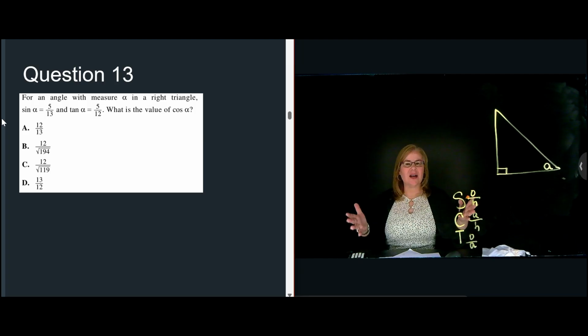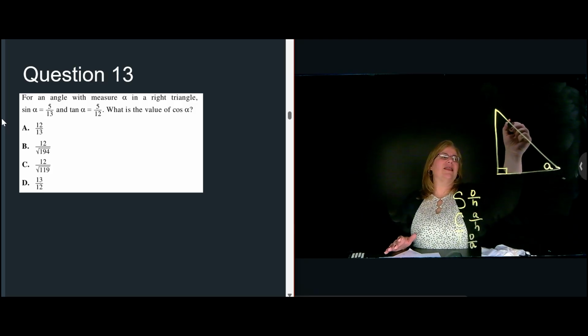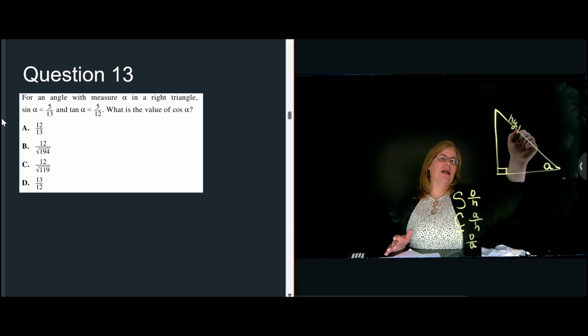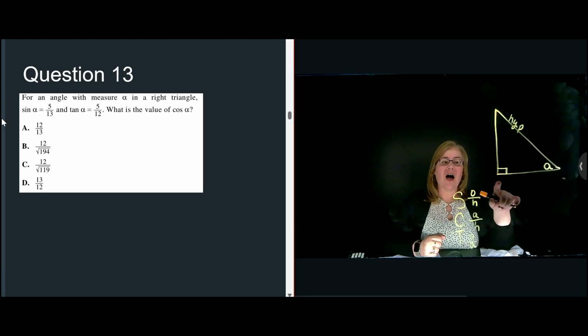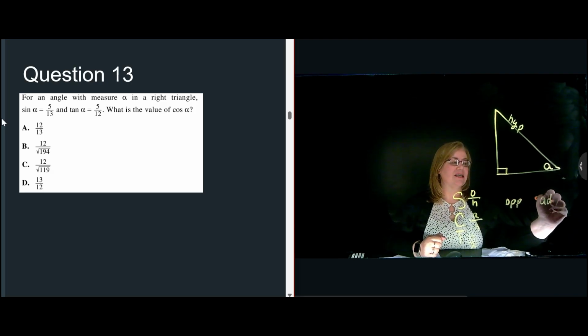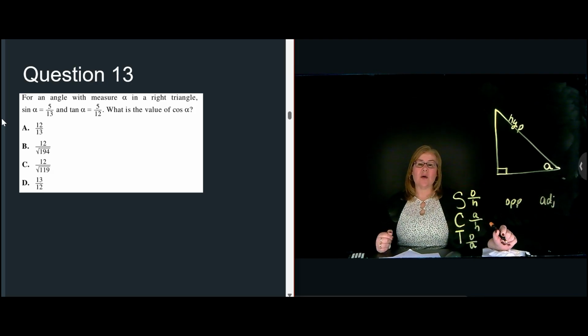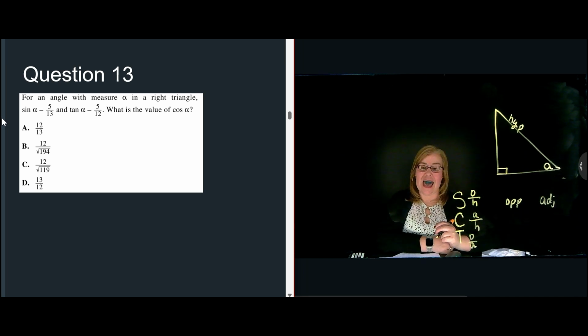Now, Ms. Killen, what are you talking about with this opposite and hypotenuse and all this other stuff? Well, we know that the longest side is always going to be my hypotenuse, no matter what. That is always opposite of my right angle. When we're talking about the opposite of the angle or the adjacent of the angle, that depends on what angle you're talking about. Now, obviously, I am talking about this A.